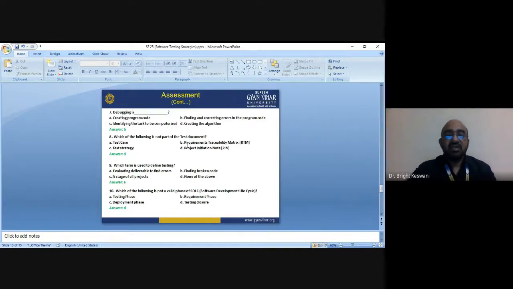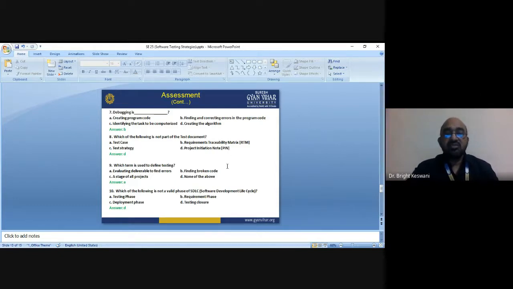Debugging is dash: creating the program code, finding and correcting errors in the program code, identifying the task to be computerized, or creating the algorithm. The answer is finding and correcting errors in the program code. Which of the following is not part of the test document? Test cases, yes, it is part of the test document. Test strategy is part of the test document. Project initiation note and requirement traceability matrix. Requirement traceability matrix is part of the test document, but project initiation note is not part of the test document. So the right answer is D.